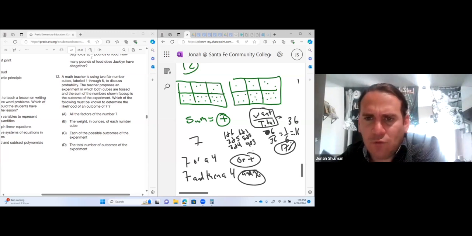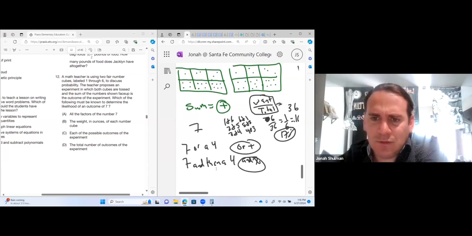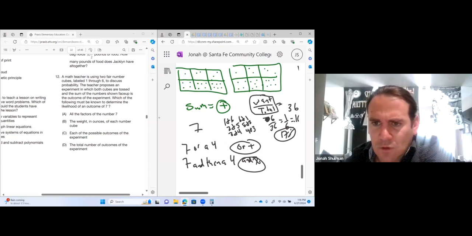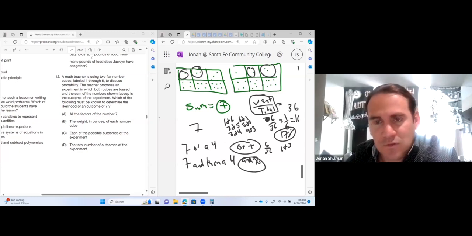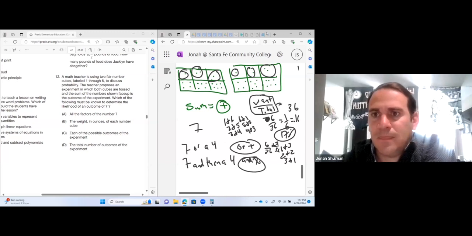So 7 or a 4. We already have the 7, which is 6 over 36. Now, how many ways can I make the 4? I can go 1 and 3. I can go 2 and 2. Notice that I can't go 2 and 2 again because it's the same, so back and forth is the same, unlike the other ones. And then I can go 3 and 1. So there's only 3 out of 36 ways.